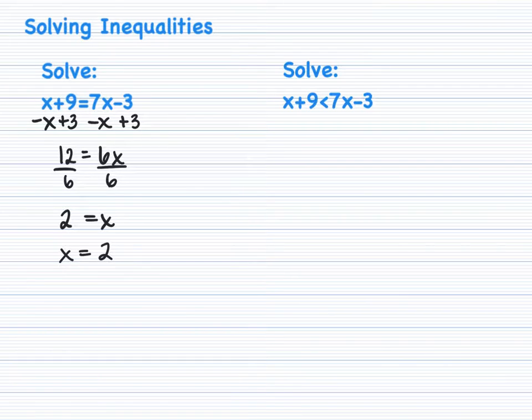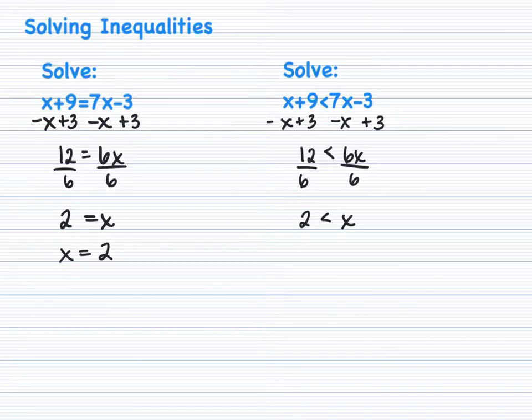Now we have this inequality sign here instead of the equal sign, but our steps aren't really going to change. I'm still going to subtract x from both sides. I'm going to add the 3 to both sides. So I've got 12, drop down your sign, is less than 6x. Divide both sides by 6. And I have 2 is less than x.